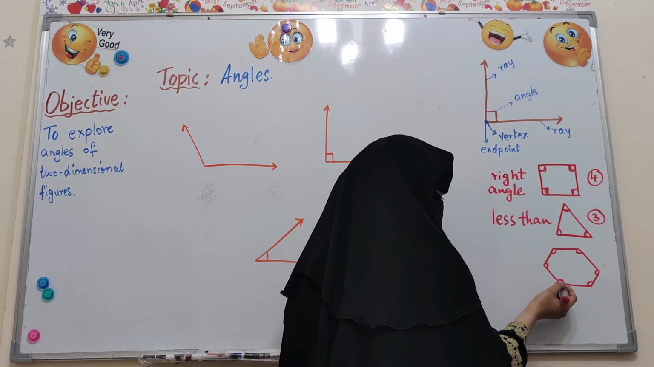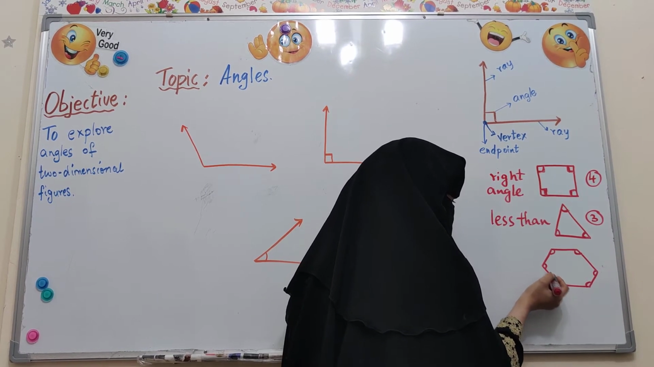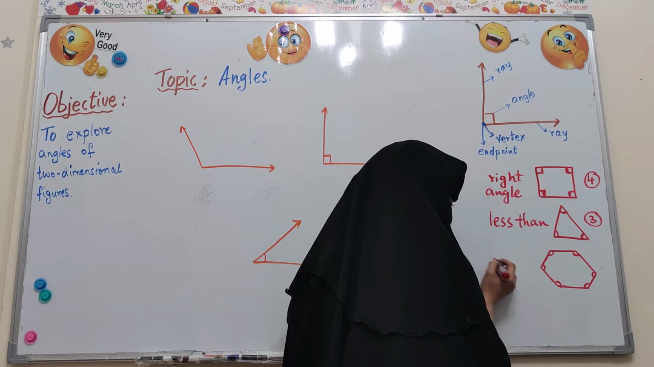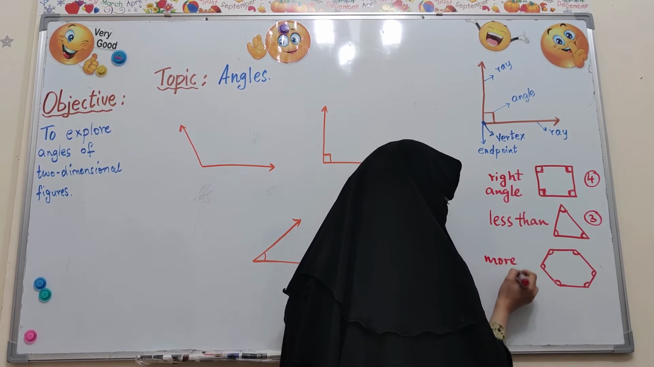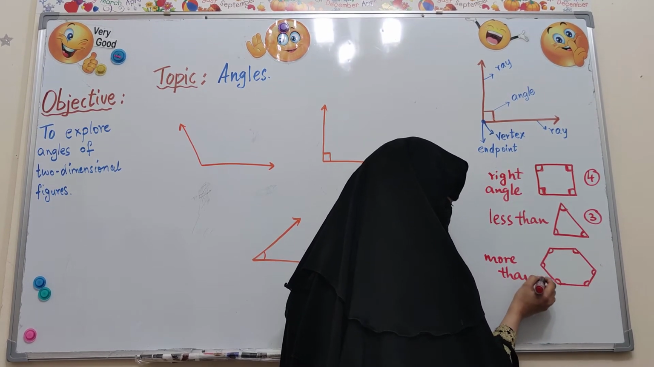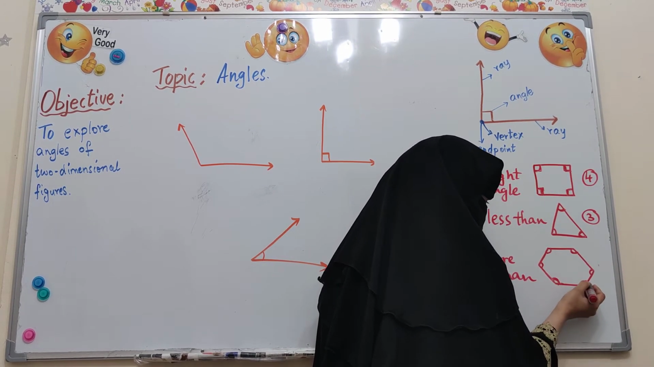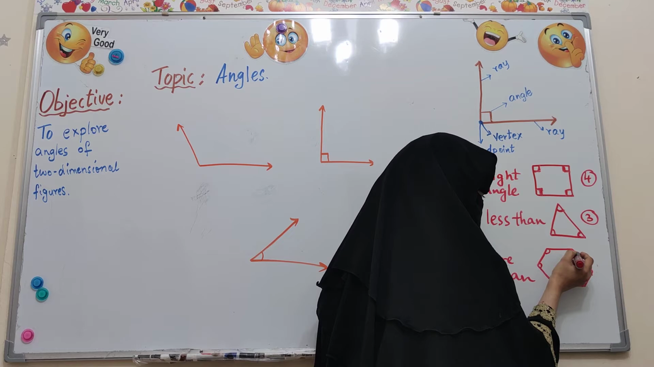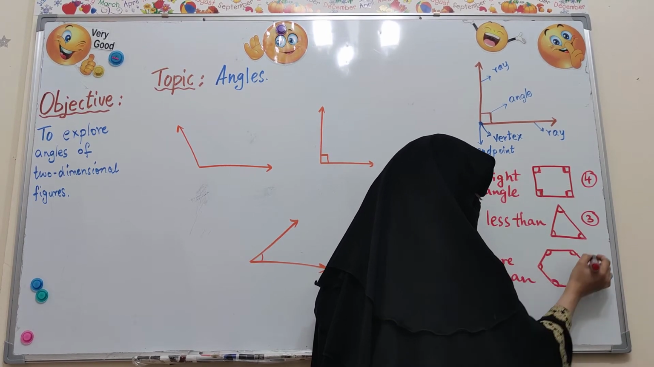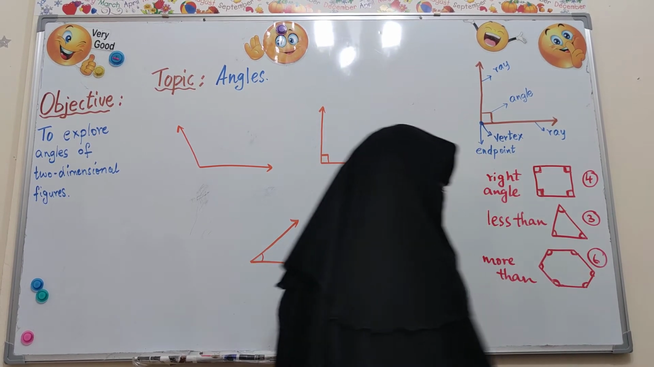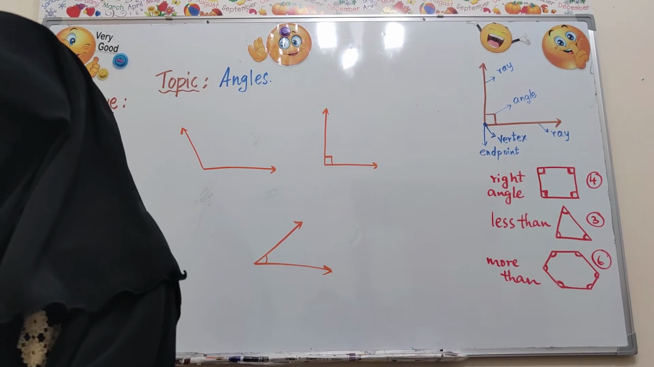What about this figure? This figure is broad. So that means this one is more than a right angle. So how many angles? 1, 2, 3, 4, 5, 6. There are 6 angles in this figure.